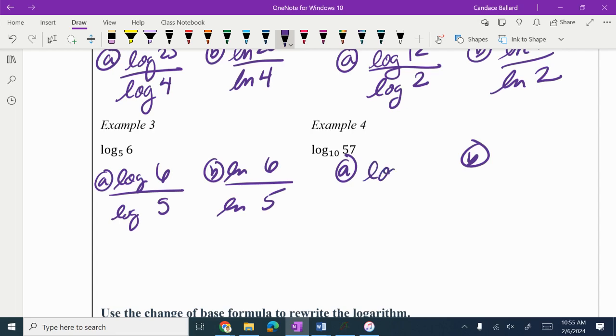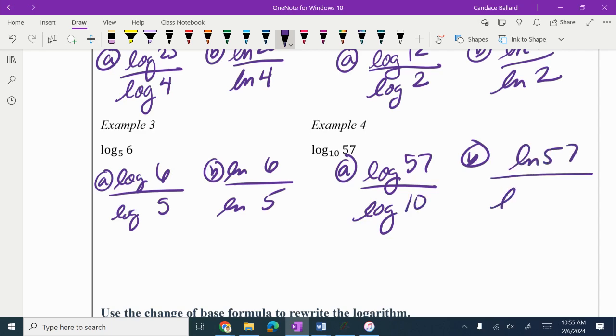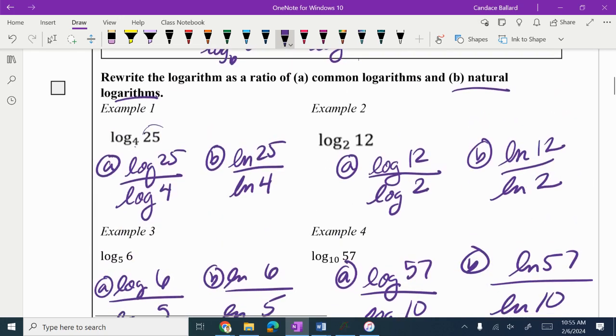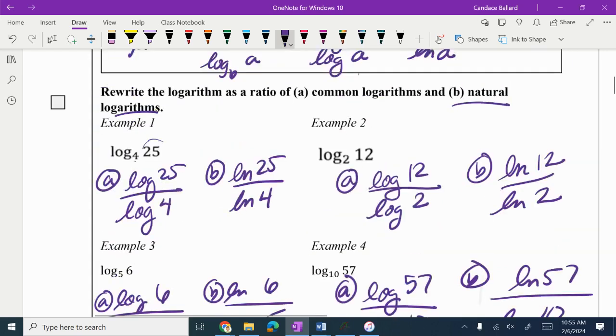All right. So this one's log of what? 57 over log of 10, and then natural log of 57 over natural log of 10. I think the homework only makes you do like common log or natural log, and it's going to tell you in the instructions. So just make sure you read the instructions carefully. All right. Any questions on this?